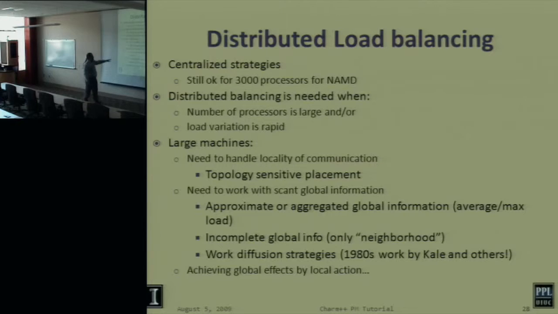Similarly, you also have to deal with the information problem. Because you have more processors, you have a larger load balancing problem. And the problem size is always the number of processors times the number of objects. So the more of those you have, the bigger the problem is, and the problem itself can become too large to solve on any one processor. And in fact, even trying to accumulate the information on one processor may overload the communication system and may simply overload the network.